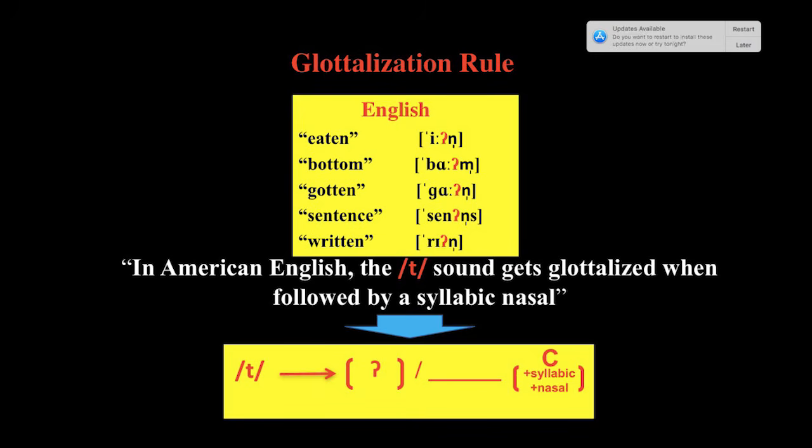So the t is pronounced as a glottal stop in the phonological transcription every time. Why? There is a phonological rule here which says that in American English the t sound gets glottalized whenever it is followed by a syllabic nasal, and that's exactly what is clear here in the data in front of you. The t is always followed by a nasal consonant that is a syllabic nasal.